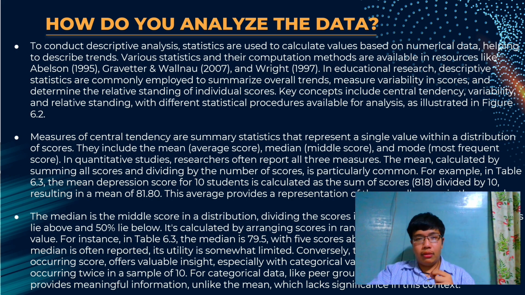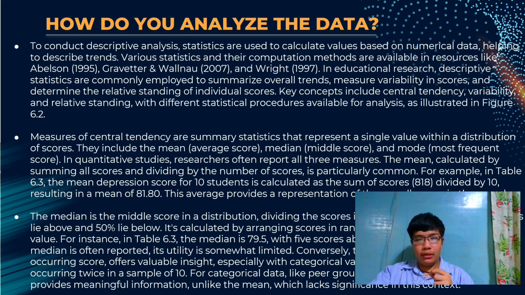Measures of central tendency are summary statistics that represent a single value within a distribution of scores. They include the mean, which is the average score, the median, the middle score, and the mode, the most frequent score. In quantitative studies, researchers often report all three measures.